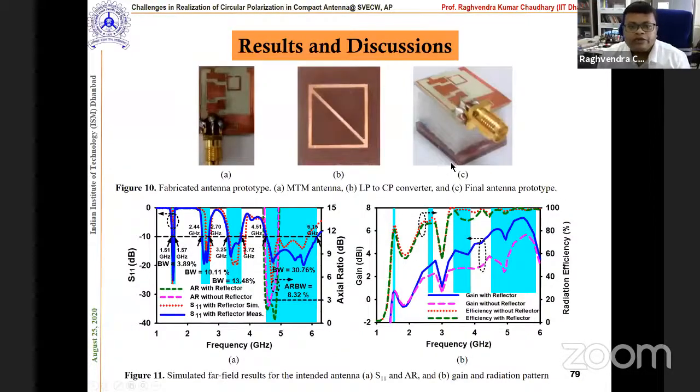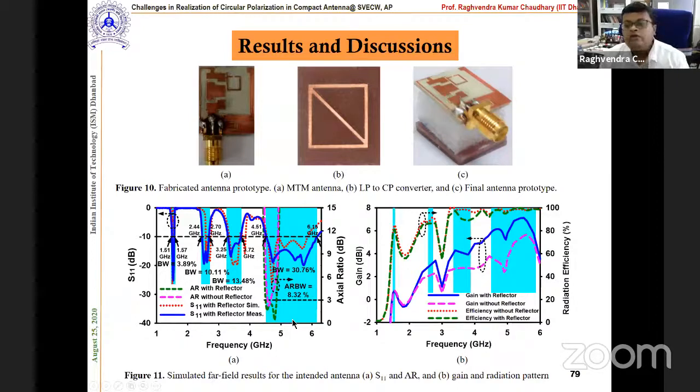So when we integrated, you will see here, this is the S11, and this is the axial ratio, correct. And you can see this axial ratio, AR, with the reflector. So you can see here at this band, correct, you are getting good axial ratio as well as this S11. Whereas if you see these things, other bands are not having the CP properties, correct? Because the thing is, this LP to CP reflector, we designed in such a way that it is going to work between these frequencies.